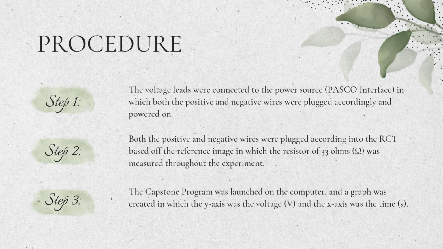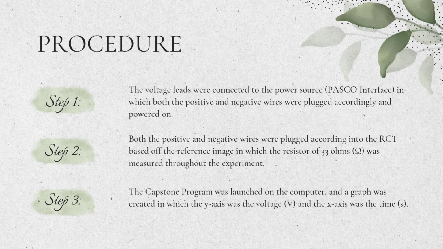As for our procedure, we started by connecting the voltage leads to the Pasco interface, making sure that the positive and negative wires were correctly attached and powered on. This step ensured that our setup had a stable and consistent power source to deliver the correct voltage during the experiment, and making sure the wires were firmly connected was also important to avoid interference or inaccurate readings later on.